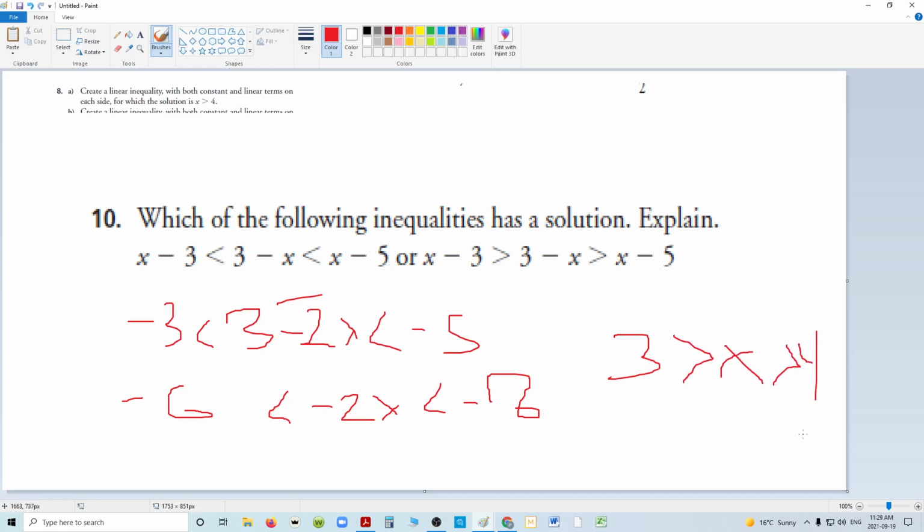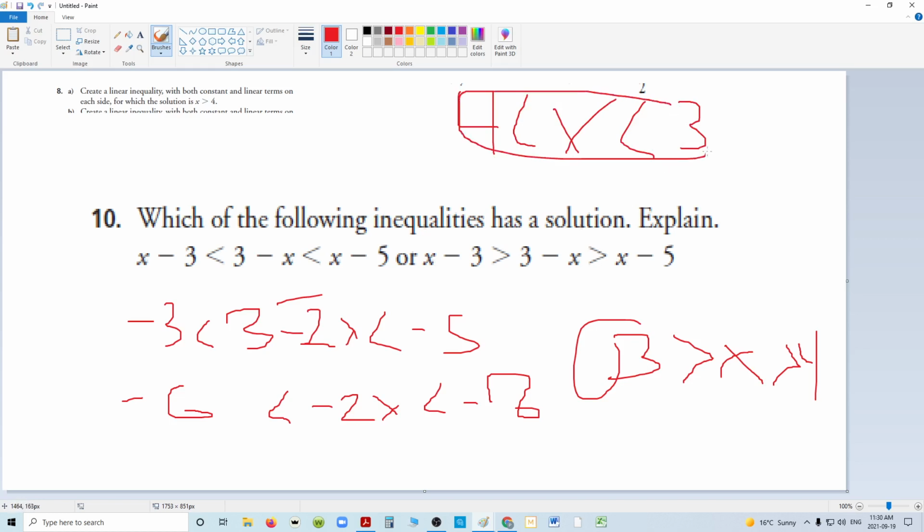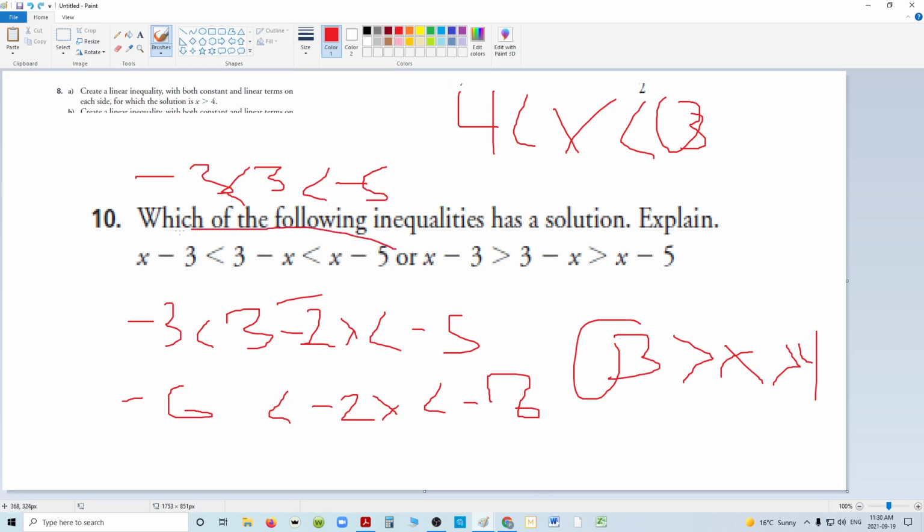Now right away I can see a problem. 3 is not bigger than 4. If I rewrite this, 4 is smaller than x, which also must be smaller than 3. So you can say, this doesn't make sense. If x must be smaller than 3 but bigger than 4, there's no possible solution. And you can try it out. Let's try with 0. I get minus 3 smaller than 3 smaller than minus 5. Nope, 3 is not smaller than minus 5. So no matter what I put in for x, that will never be true.